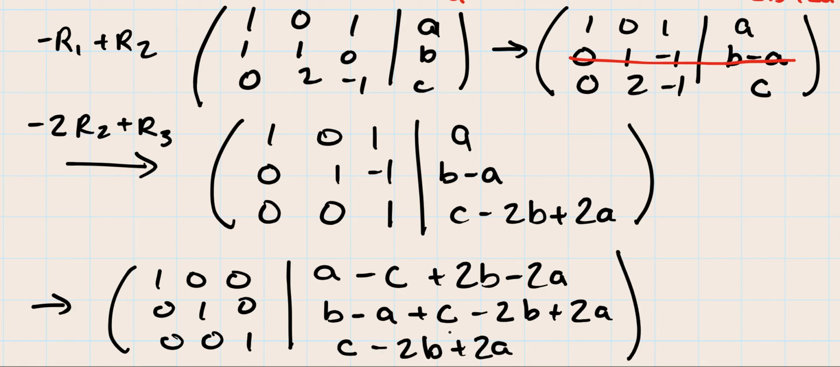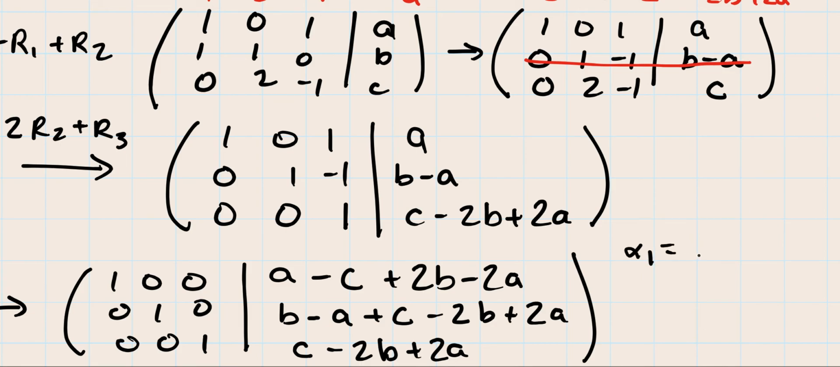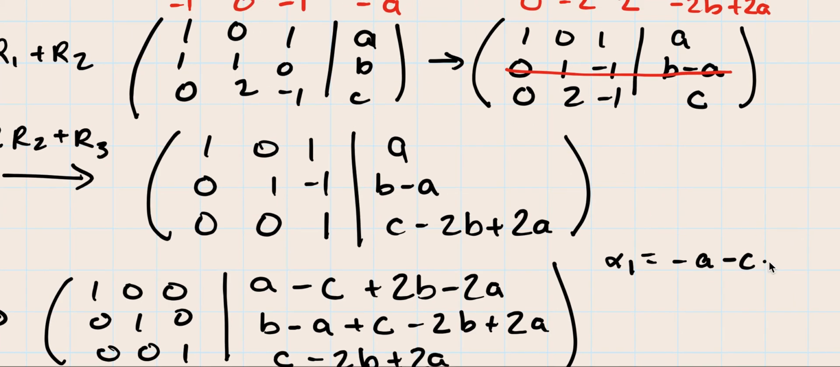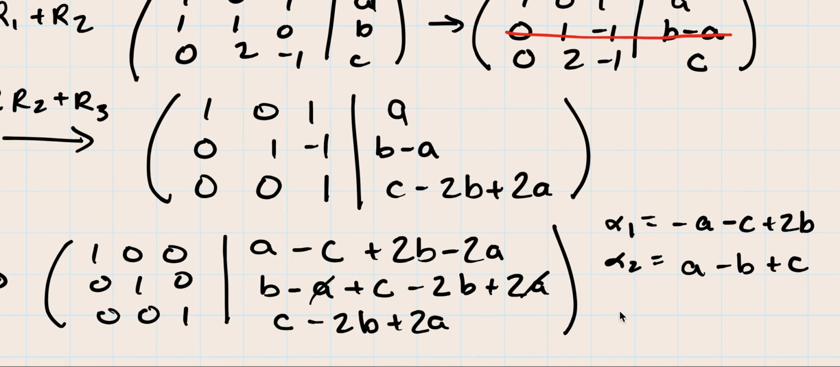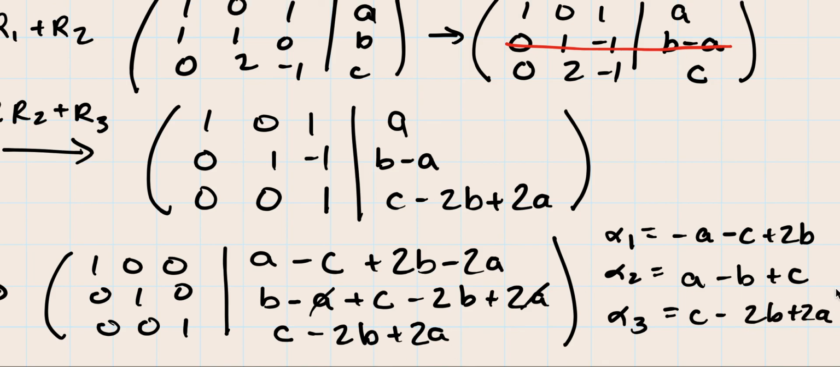And just simplify this stuff, and you'll see that you'll figure out what alpha 1, alpha 2, and alpha 3 are in terms of A, B, and C. So when you simplify this, alpha 1 is negative A minus C plus 2B. Alpha 2 is A minus B plus C. And then alpha 3 is C minus 2B plus 2A, as long as I didn't make some silly mistake here. What does this tell you?